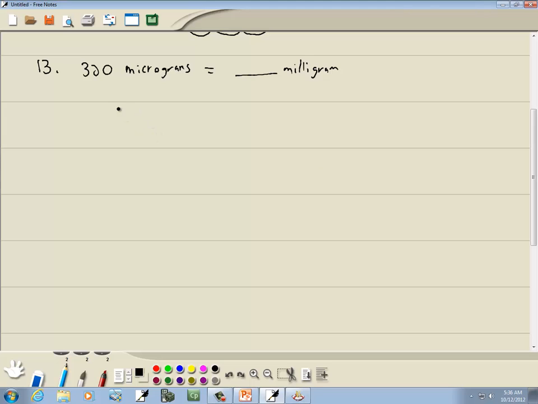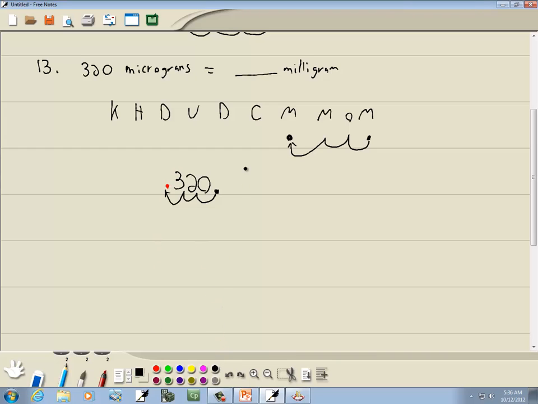Okay. King Henry doesn't usually drink chocolate milk, Mom. Micrograms is right here, and again, milli is right here. So go 1, 2, 3 places to the left. If I were to put a decimal, it'd be right here. 3 places left. 1, 2, 3. This is the new location of our decimal. So it'd be 0.32 milligrams. We drop off the trailing zero at the end.